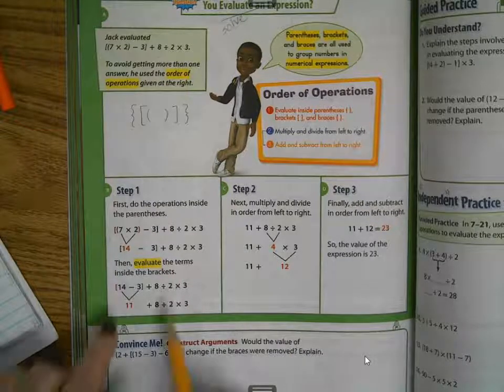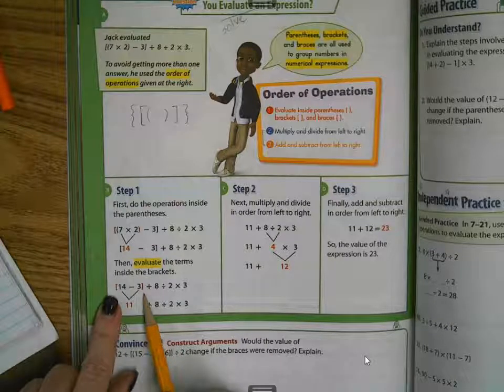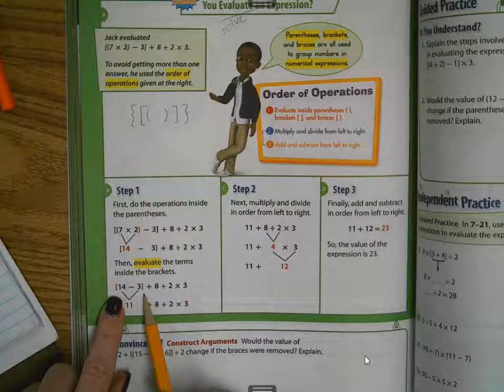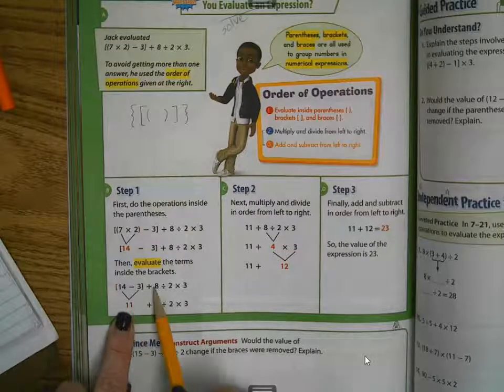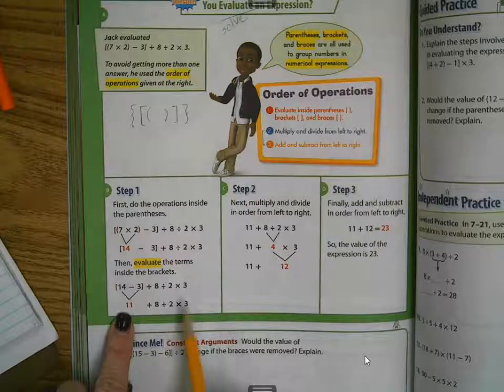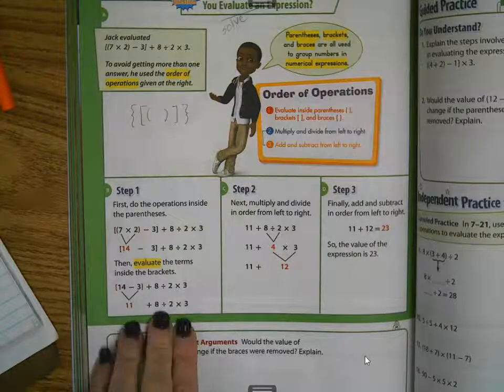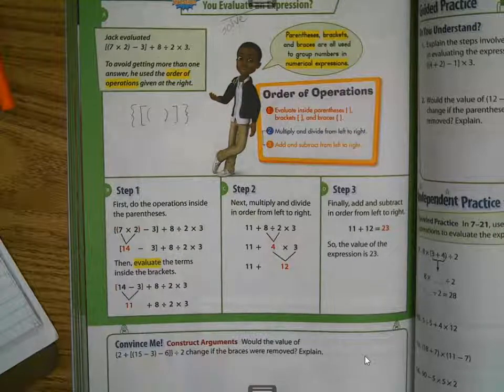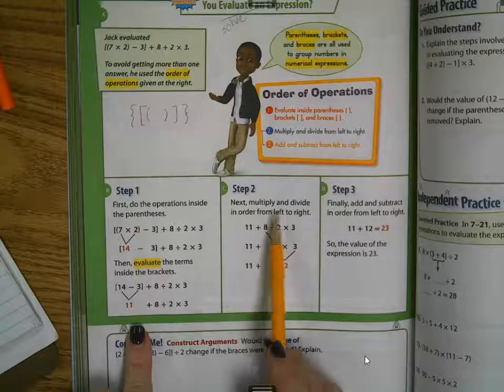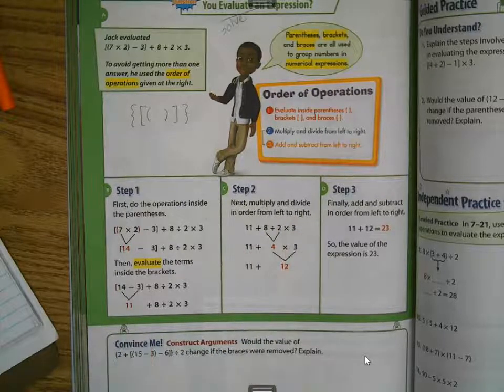So next, we still have grouping symbols. So we have to take care of what's inside the bracket. So 14 minus 3, when we evaluate that, we get 11. And notice, we bring down everything else, symbols and numbers that we haven't used yet. And now we're ready for step 2. So we're going to multiply and divide in order from left to right.